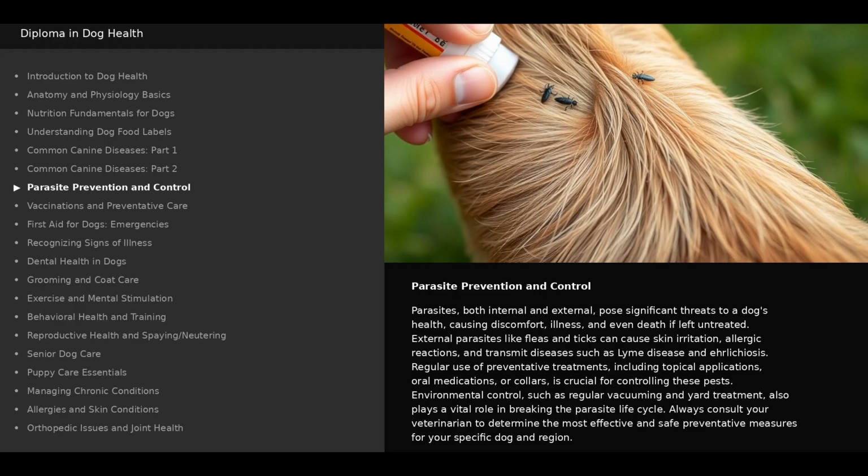Environmental control, such as regular vacuuming and yard treatment, also plays a vital role in breaking the parasite life cycle. Always consult your veterinarian to determine the most effective and safe preventative measures for your specific dog and region.